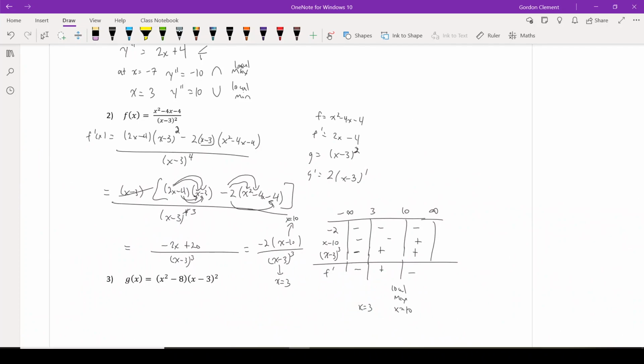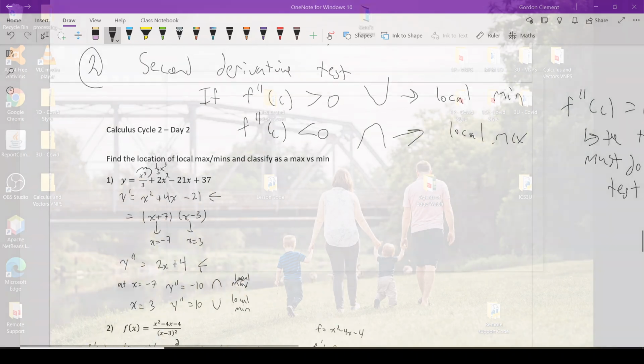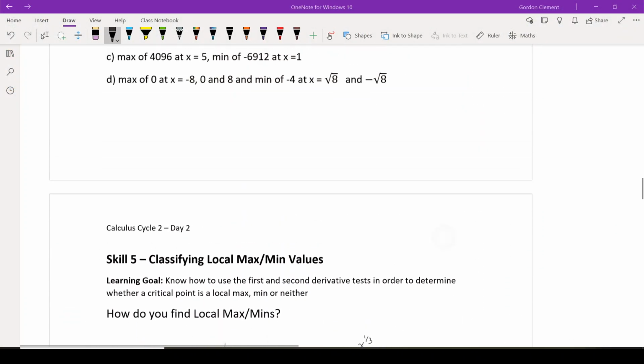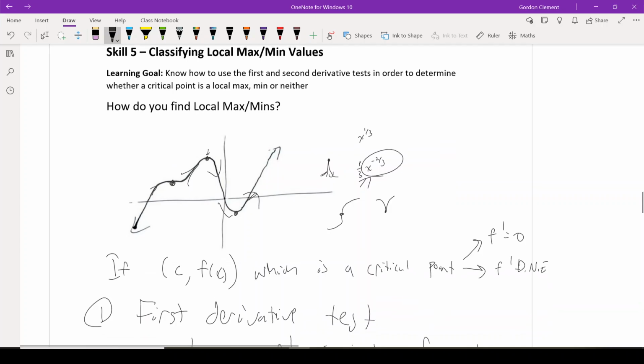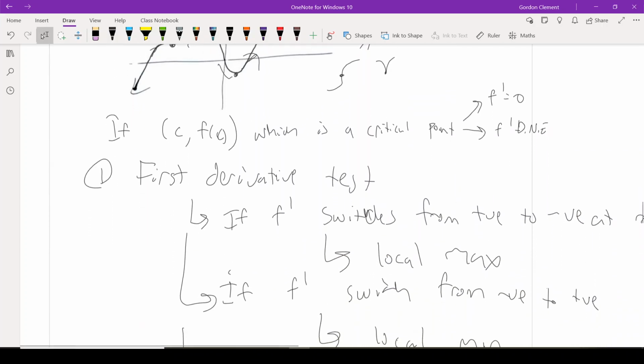I'm going to cross out that conclusion and write the proper conclusion, which isn't really a conclusion, but I'll point out that that's where my vertical asymptote is. So I only have a local max at x equals 10 on this function, and no other local maxes or mins. And so that's why I was very careful when I stated these rules.